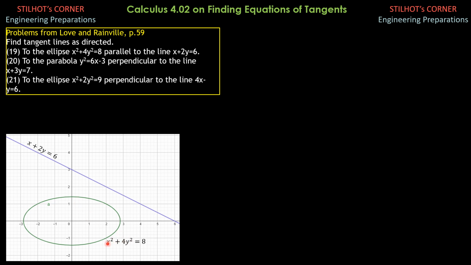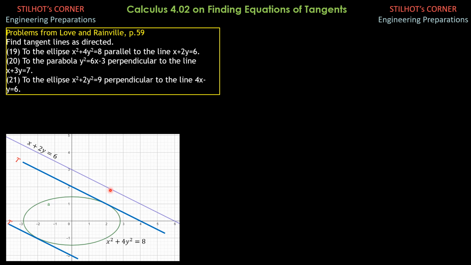So that's the ellipse x squared plus 4y squared equals 8. This is the line x plus 2y equals 6. Since the tangents are parallel to this line, these are the possible tangents. So these are also the possible points of tangency. We have a positive point of tangency x sub t, then a negative x sub t. Here, y sub t is positive, and y sub t here is negative.